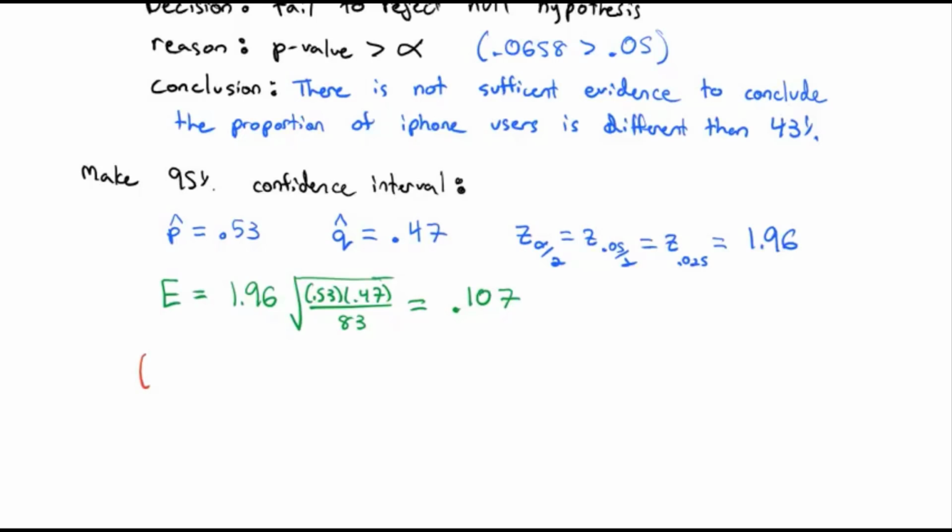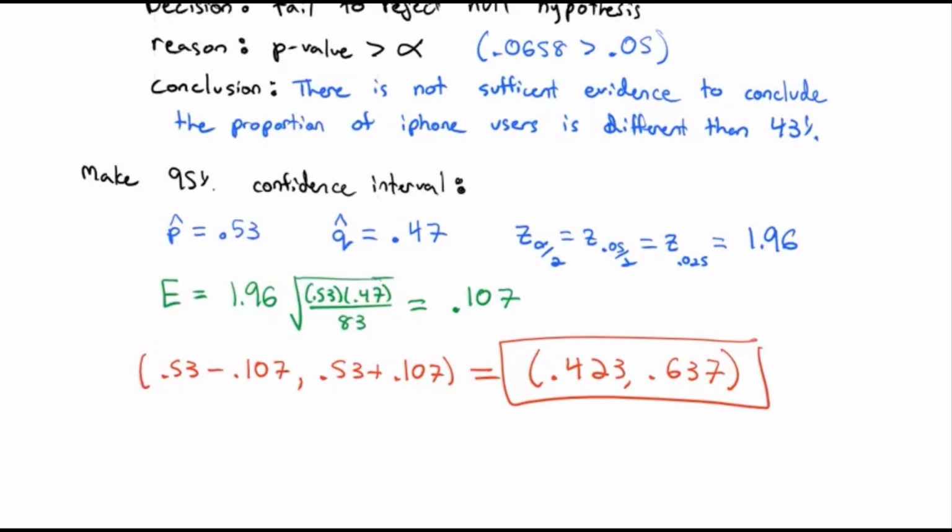So my confidence interval then is the sample proportion of 0.53 minus the error of 0.107, and the sample proportion of 0.53 plus the error of 0.107, giving me a confidence interval for the true population proportion between 0.423 and 0.637.